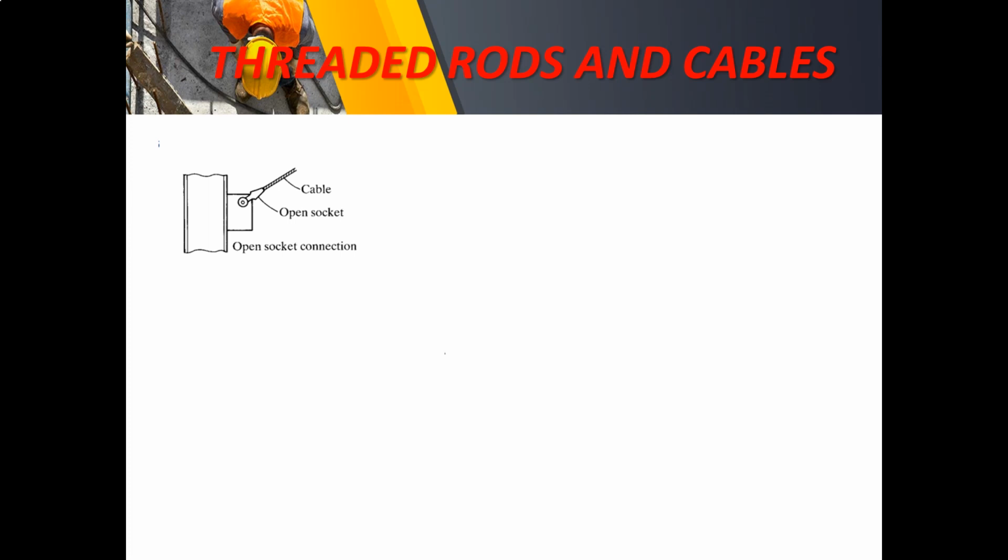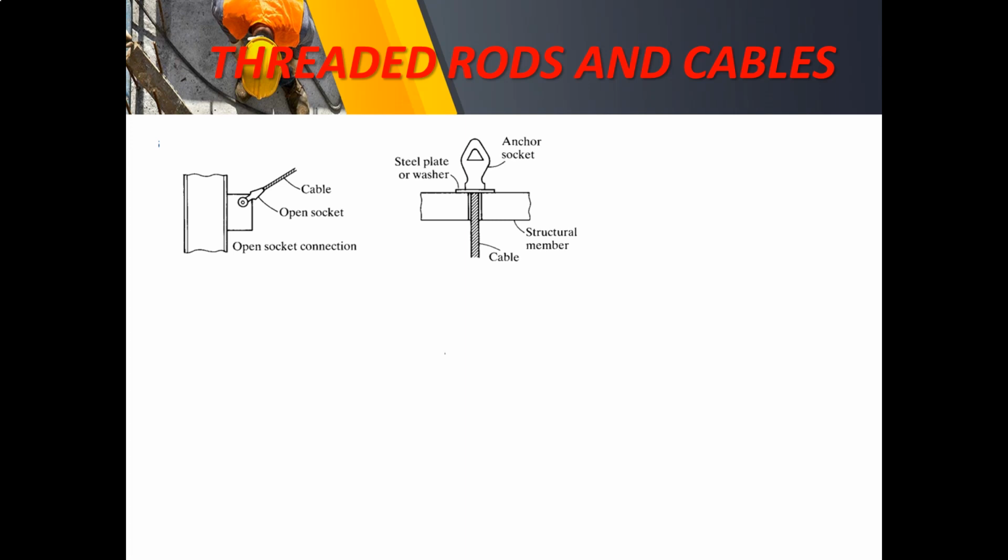So let us have here some configurations of threaded rods and cables. In here, we have a cable that is being used to support the suspended member system. Okay, there will be an open socket here. So this is what we call an open socket connection.